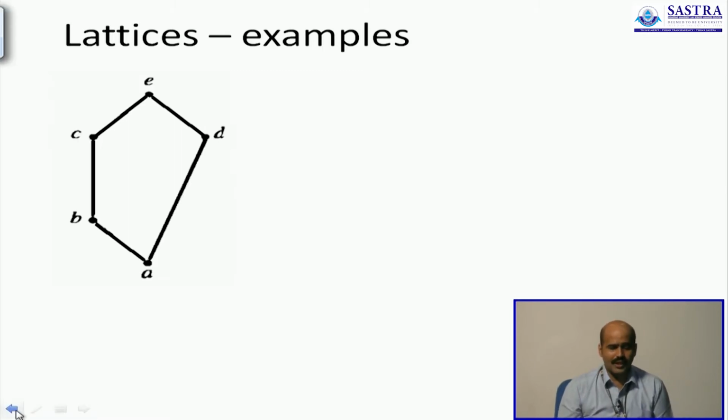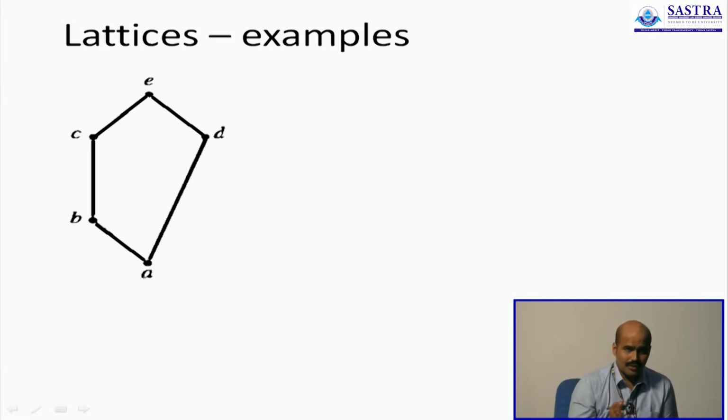Once again, this is a Hasse diagram showing the strategic positioning of 5 elements A, B, C, D and E. And here, if you compare any two elements, you will find that you will always find both GLB and LUB present within the set. Take any two elements. Let's say we take B and D.